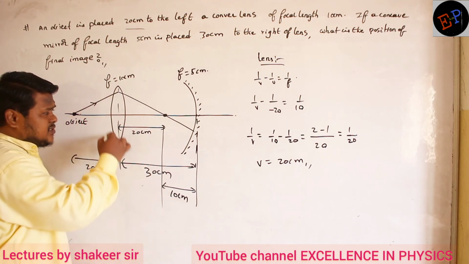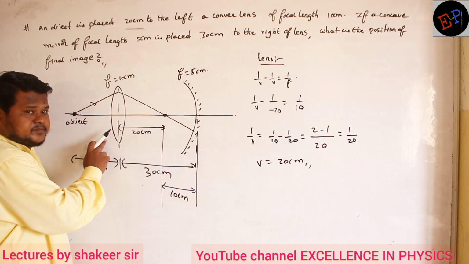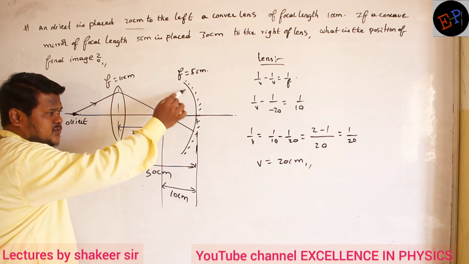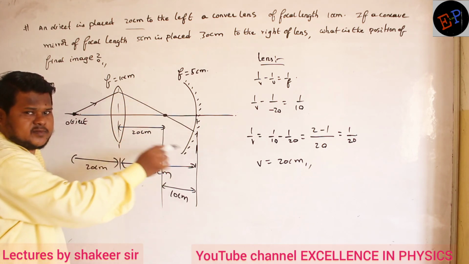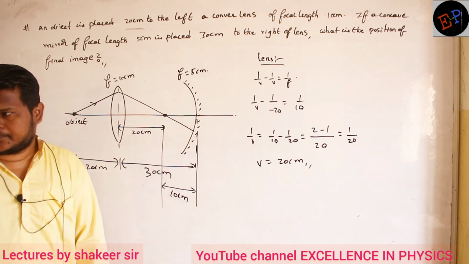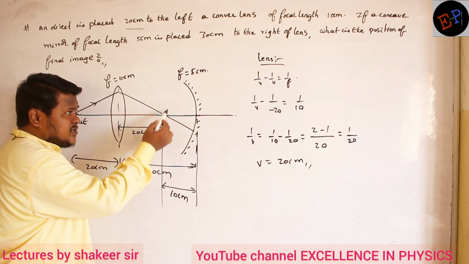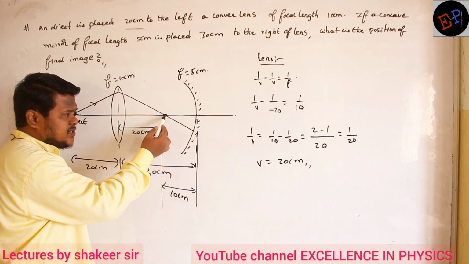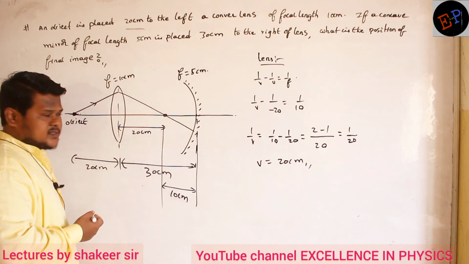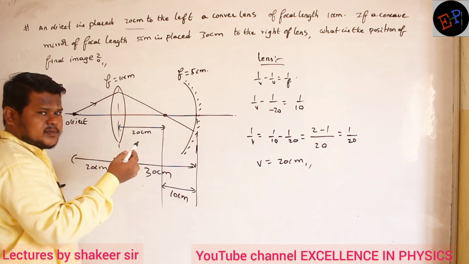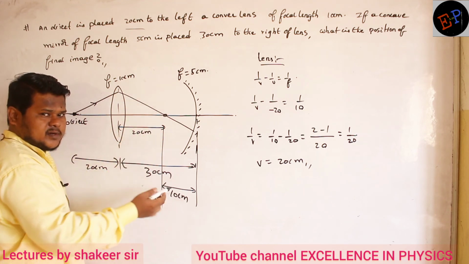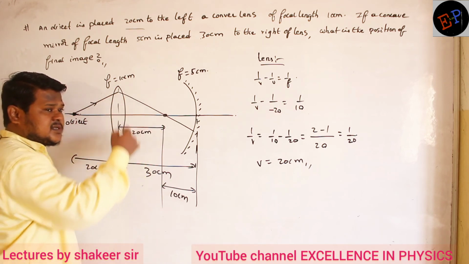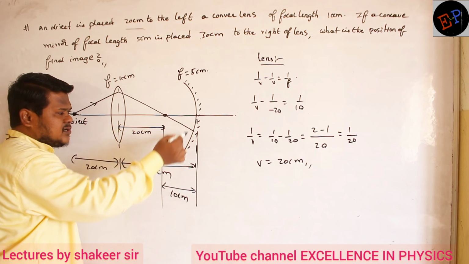So the image which is created because of the lens will serve as a virtual object for this mirror. And this virtual object is present at what distance from the mirror? It is present at a distance of 10 centimeter from the mirror. What is the focal length of this mirror? 5. What is this distance? 10. So this image because of this lens is present at the center of curvature of this mirror.